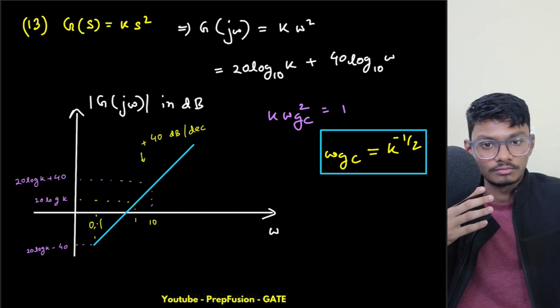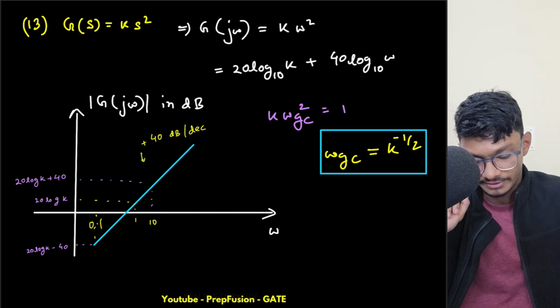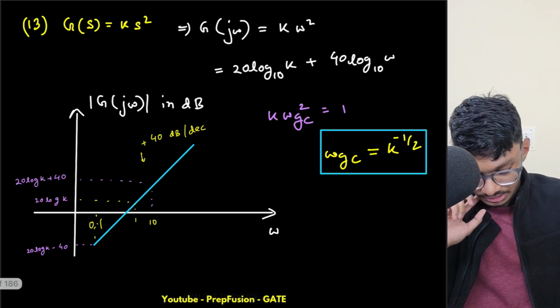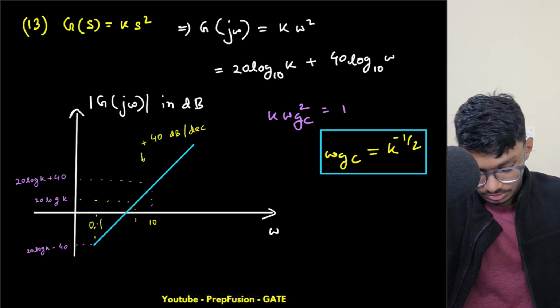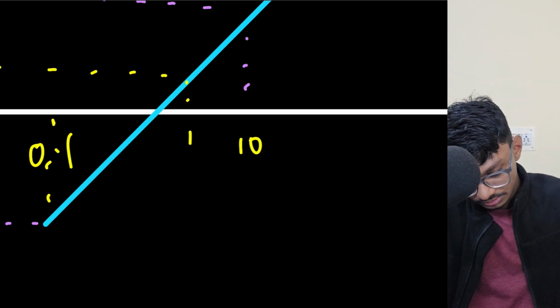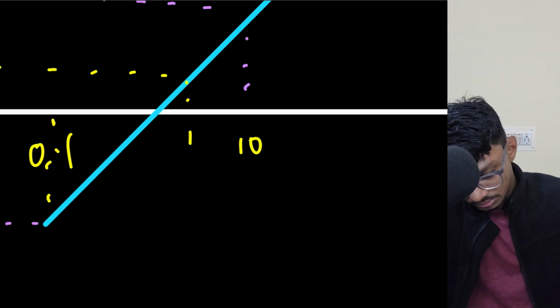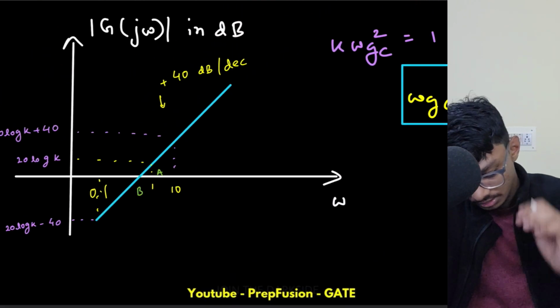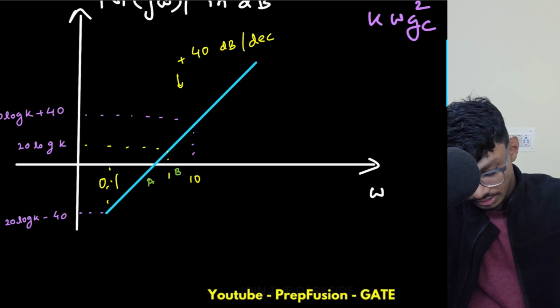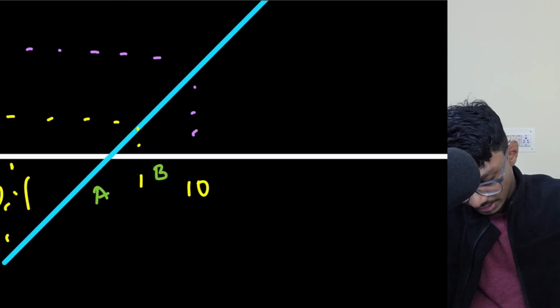So from the equation itself you can find it out, or if you want to find it from the graph, how will you find it? Let's do it here. Let me mark this point as A and this point as B. The slope is anyway the same, it doesn't matter. The A point is this one, and the B point is this one at omega equals 1.